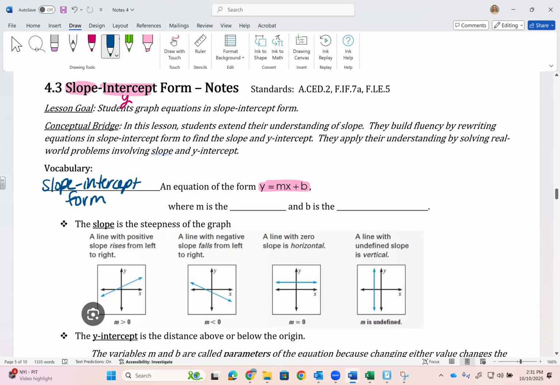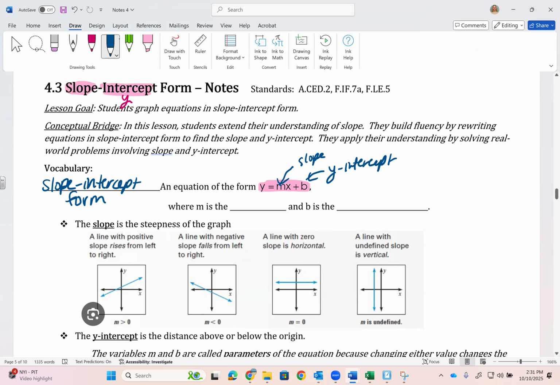Why do they call it that? It's because this is the slope, and this is the y-intercept. You can clearly see both numerical values when we are looking at the equation of a line in slope-intercept form.